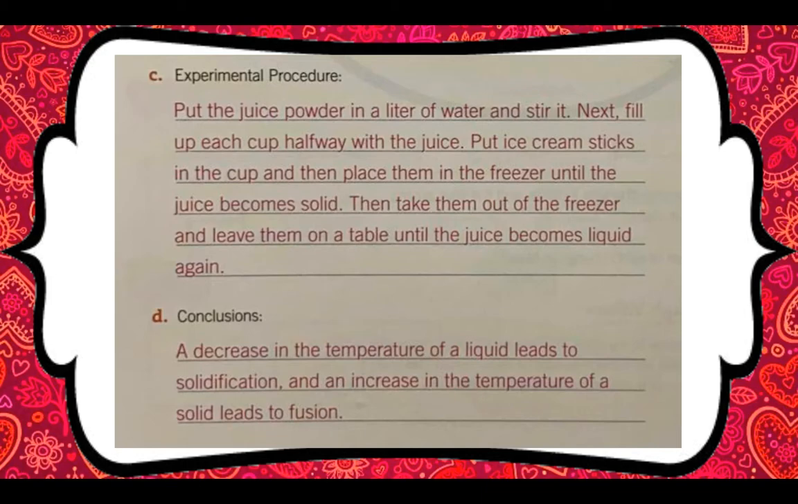Put ice cream sticks in the cup and then place them in the freezer until the juice becomes solid. Then take them out of the freezer and leave them on a table until the juice becomes liquid again. Conclusions: a decrease in the temperature of a liquid leads to solidification, and an increase in the temperature of a solid leads to fusion.